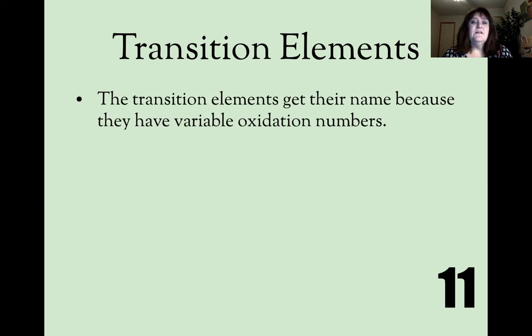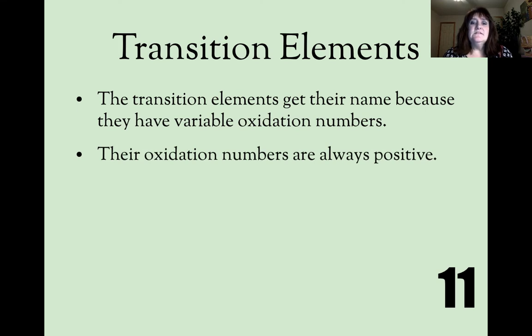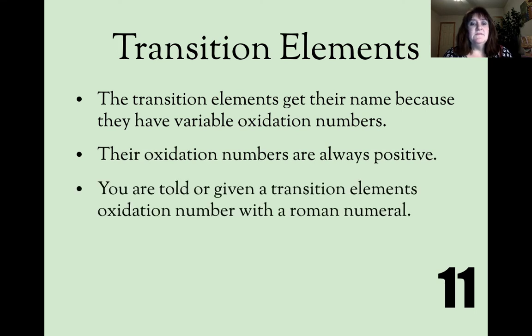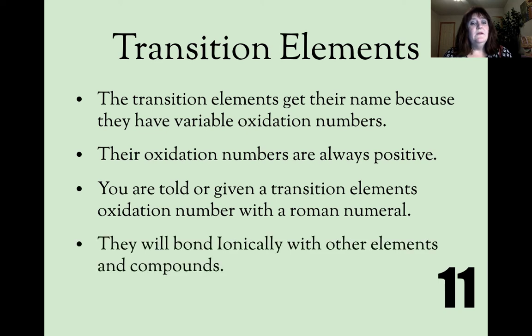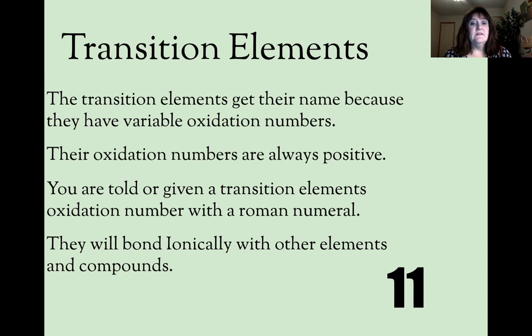Transition elements are elements that get their name because they have a variable oxidation. Remember, they had no valence. And I told you to write positive Rn oxidation. Their oxidation is always going to be positive, and you have to be told or given the transition element's oxidation number with a Roman numeral. They will bond ionically and use that crisscross method.